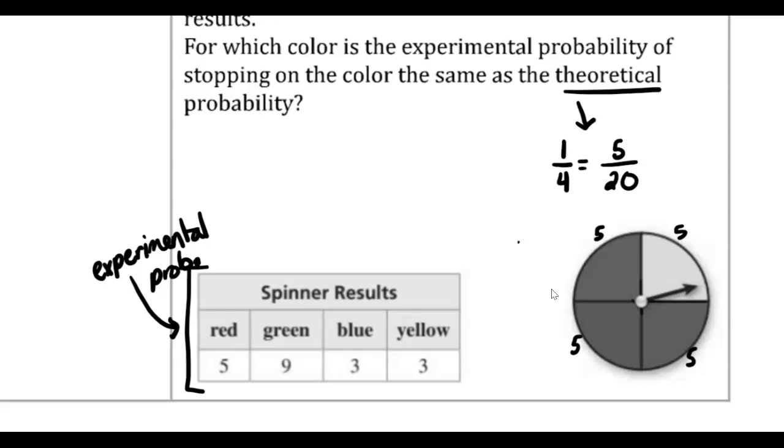Well, it says which color's experimental probability on the table is exactly the same as the theoretical probability. Well, out of 20 spins, we should have had 5 of each color. So red is the same in this experiment as it was in theory. So it should have been 5 out of 20.